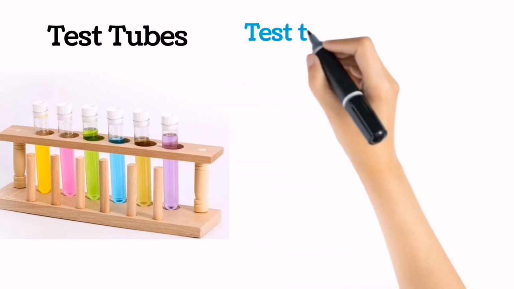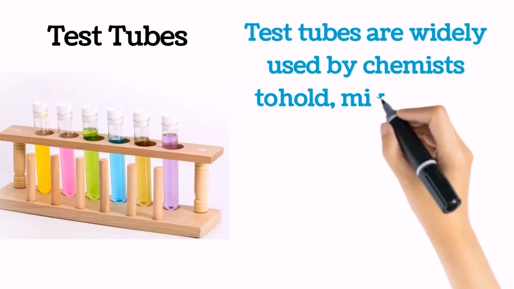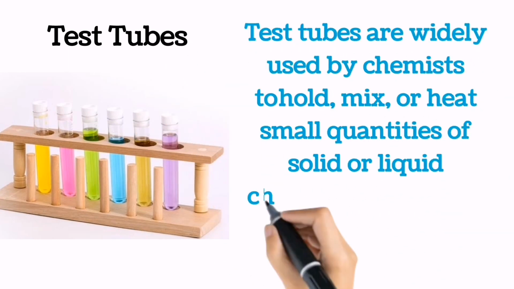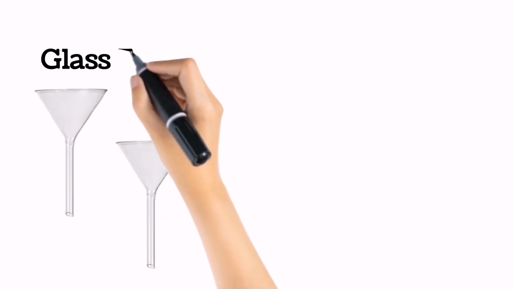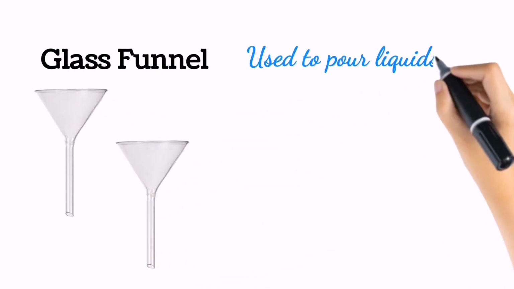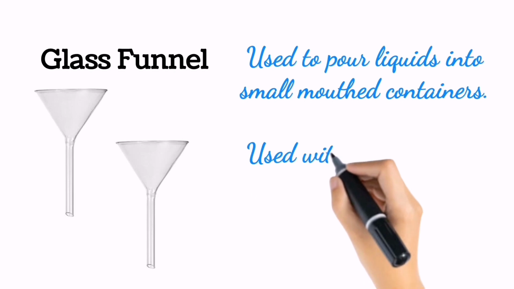Test tubes, are widely used by chemists to hold, mix, or heat small quantities of solid or liquid chemicals, especially for qualitative experiments. Glass funnel, used to pour liquids into small-mouthed containers, used with filter paper to filter sediments from liquid.